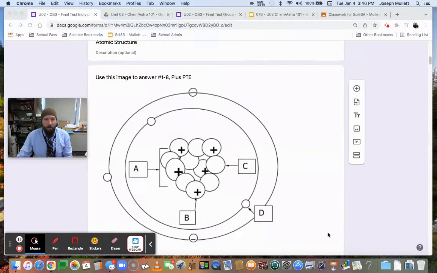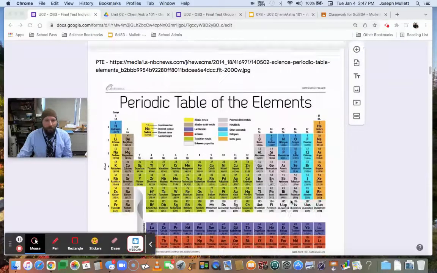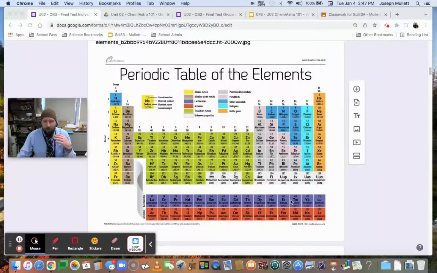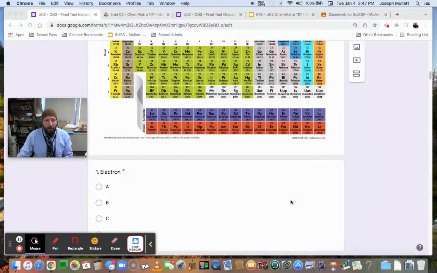First, very, very important. This is where reading comes in. Use this image to answer numbers 1 through 8. Plus, you get the periodic table of elements that you get to use when answering this also. So please note, we've got an atom here. We've got some information in this picture, and you need to be aware of the particles in this atom to answer the next 8 questions. So you got a periodic table also here to help you. Don't forget you can zoom in and zoom out on your screen so you can see it better.